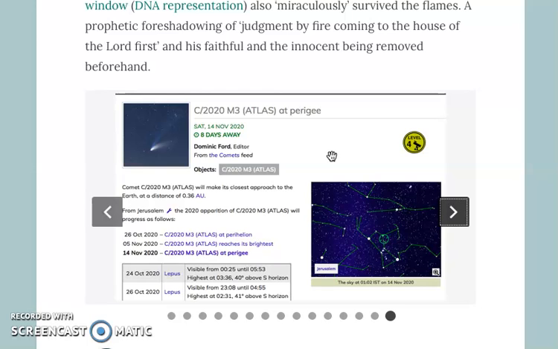But on the 14th of November, so right after the meeting in Paris, Comet Atlas, Atlas means burden bearer, it refers to Jesus, will be at perigee, meaning closest to the Earth, and it will be aligned with the belt stars of Orion and then progress to the shoulder of Orion.